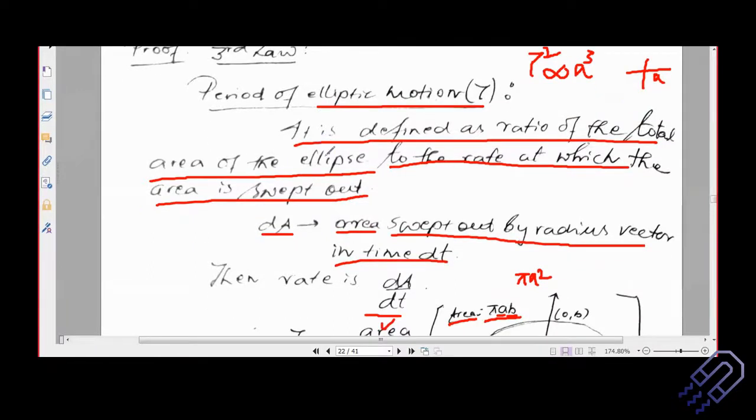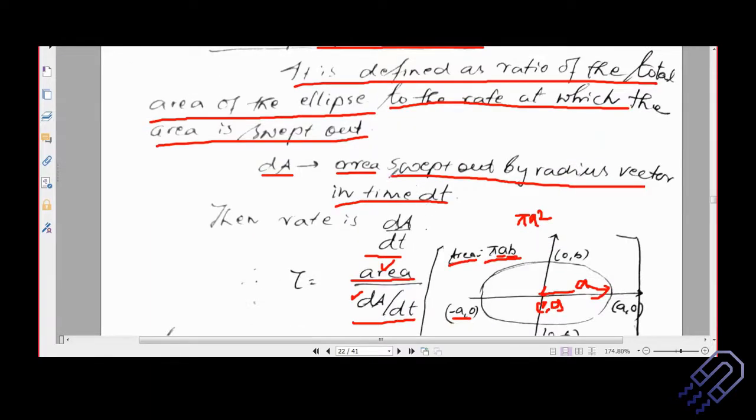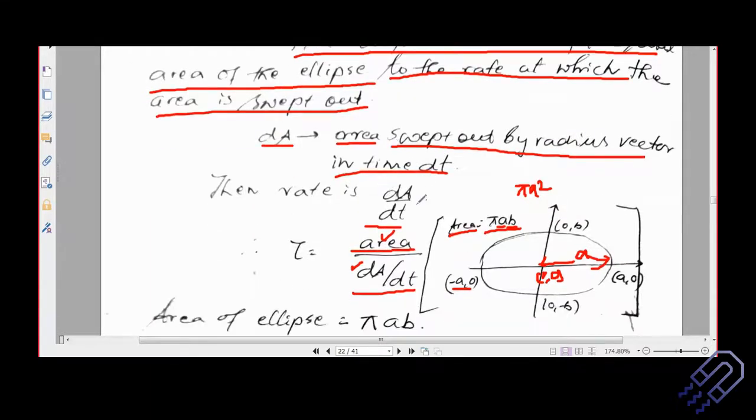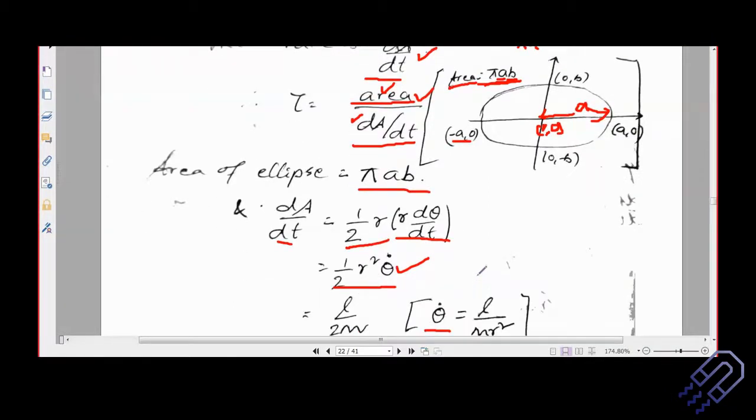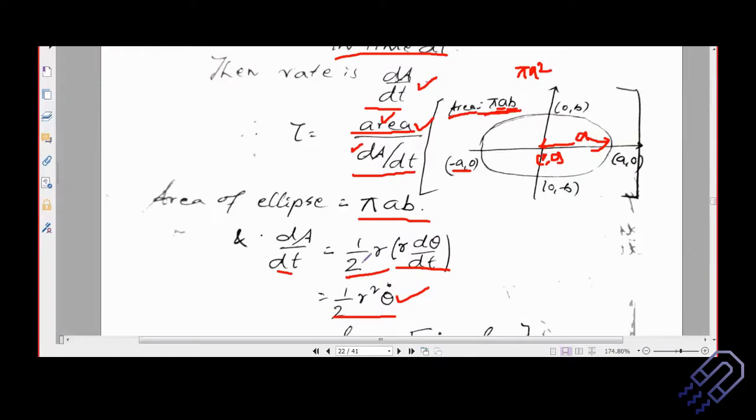Definition of Kepler's third law: the elliptic motion period is given as the ratio of the total area of the ellipse to the rate at which the area is swept. So the rate of area can be written as dA divided by dt, and the area of an ellipse is pi AB. So if we replace the area with pi AB and the rate as dA by dt, we can simply write the equation as pi AB divided by half r into r d theta by dt.